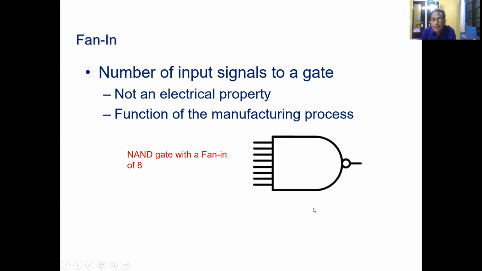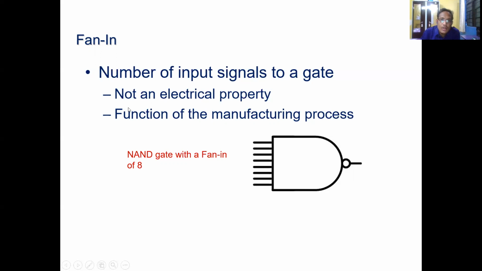But if this is for the gate. Now suppose I want to find the fan in of a particular IC. Suppose I take the 74LS08. That is called a quad 2-input AND gate IC. So the fan in of this IC: in this IC there are a total of 4 gates of 2 inputs, so 4 multiplied by 2 is 8. So the fan in of this particular IC is 8.